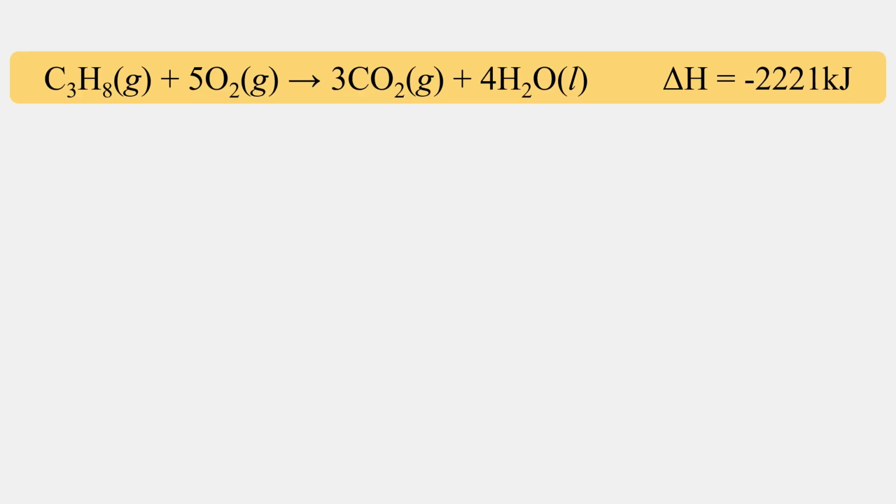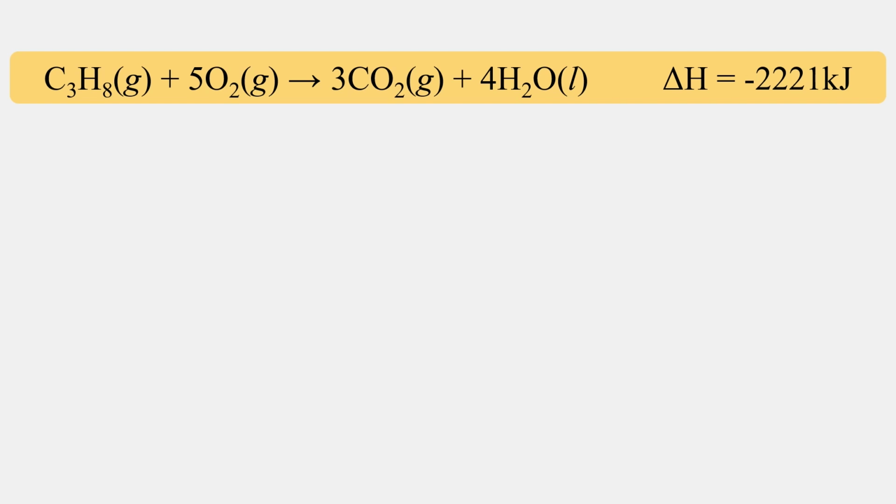Consider the reaction of the combustion of propane gas, C3H8. Combust means to burn or react with oxygen gas, O2, to yield CO2 gas and H2O liquid. The change in enthalpy is negative 2,221 kilojoules. This means the reaction is exothermic, or that heat is released in the process.